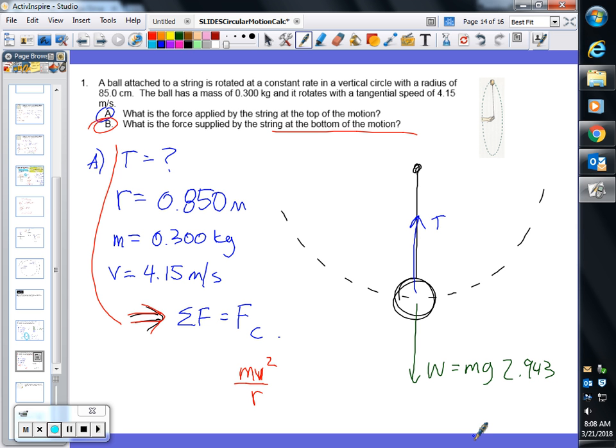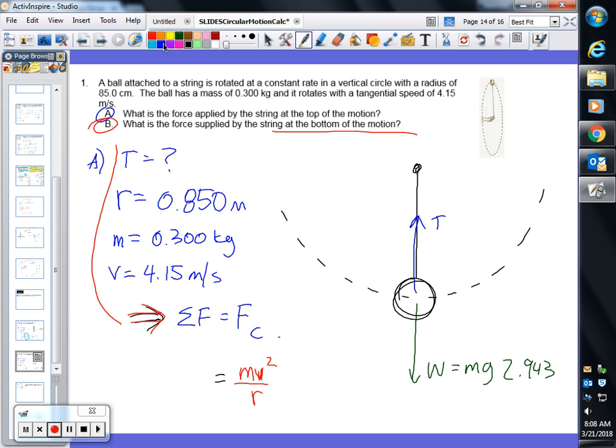If they were equal to each other, what would be the net force on this ball? It'd be 0. What would it do? It'd move in a straight line, right? It would just fly off this way, right? But that's not the case. It continues in there, right? Which one has to be bigger, T or W? T, because the net force has to be pointing which way? Towards the middle, right?